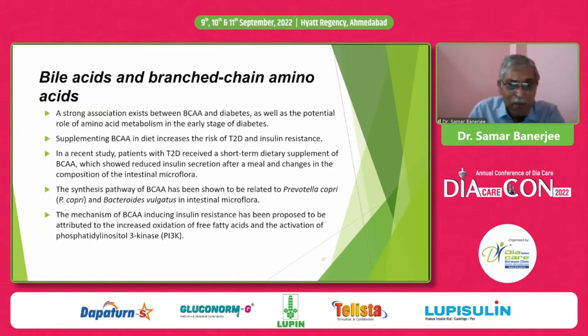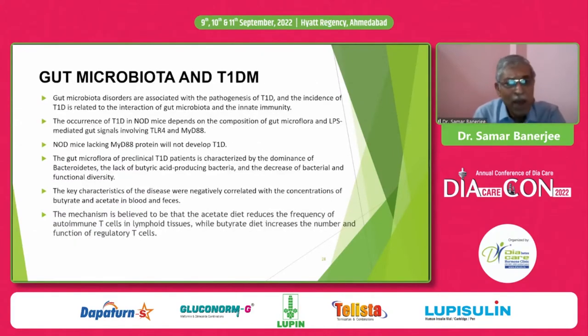In a recent study, patients with type 2 received a short-term dietary supplement of branched-chain amino acids, which showed reduced insulin secretion. The synthesis pathway of BCAAs has been shown to be related to Prevotella copri. These are the bacteria, and Bacteroides vulgatus, which are concerned with more synthesis of the BCAAs. Gut microbiota and its relation in type 2.